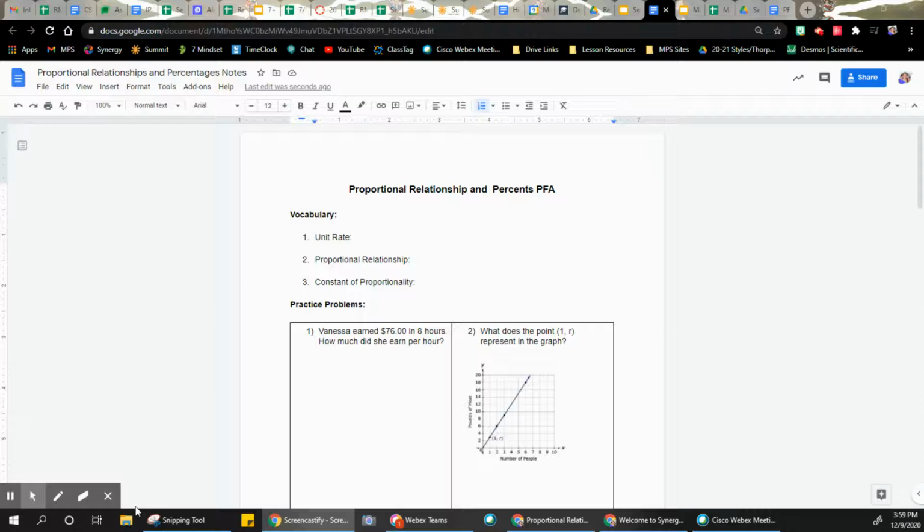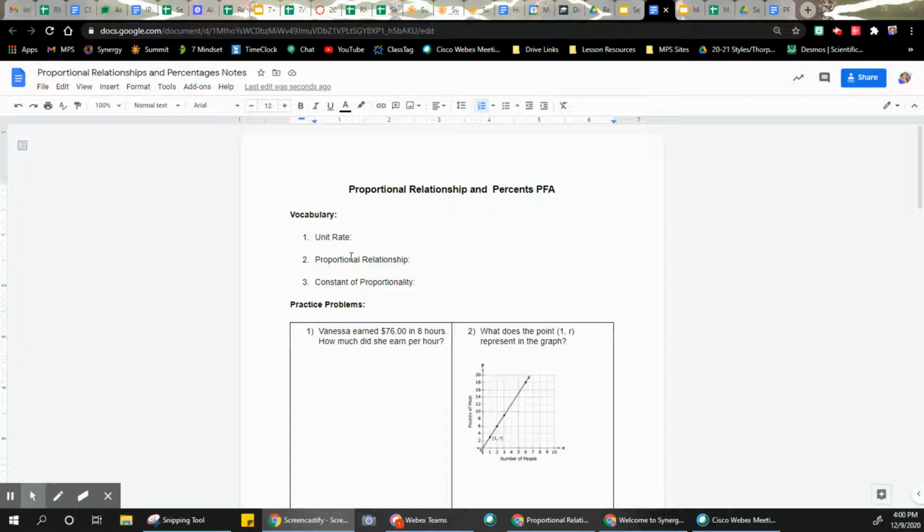All right, guys, today we're going to work on the proportional relationships and percent power focus area. Our goal is that you'll get an 8 out of 10 at least, if not a 10 out of 10 on that focus area at the end of this. Remember, these notes can be used to help you with that content assessment.